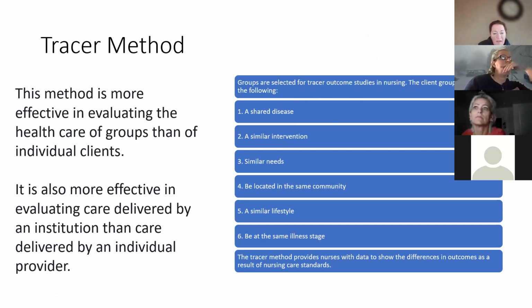So they all have something, this group of people, and they're being traced. They all have the same something. So either same disease with the same intervention, they have the same needs, they're in the same community, same lifestyle, same illness stage. Okay, so when we think of tracer, what word is important with tracer?